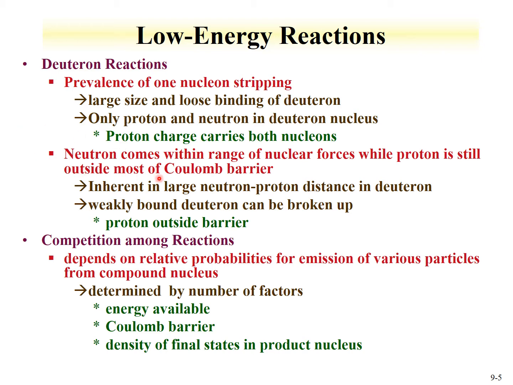Some of these reactions can actually occur where the neutron can penetrate the nuclear barrier while the proton is still outside most of the Coulomb barrier. This is due to the fact that there's an inherent large neutron-proton distance in deuterium. This weakly bound nucleus, H-2, can be broken up, and the proton remains outside the barrier. So it's a way of having neutron reactions that can exploit the charge of the proton, so you can fundamentally have these neutron-based reactions in an accelerator.